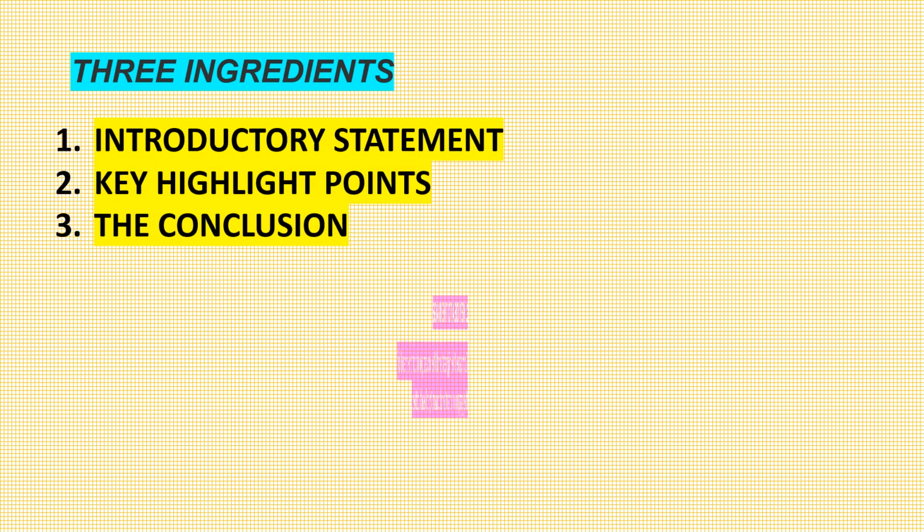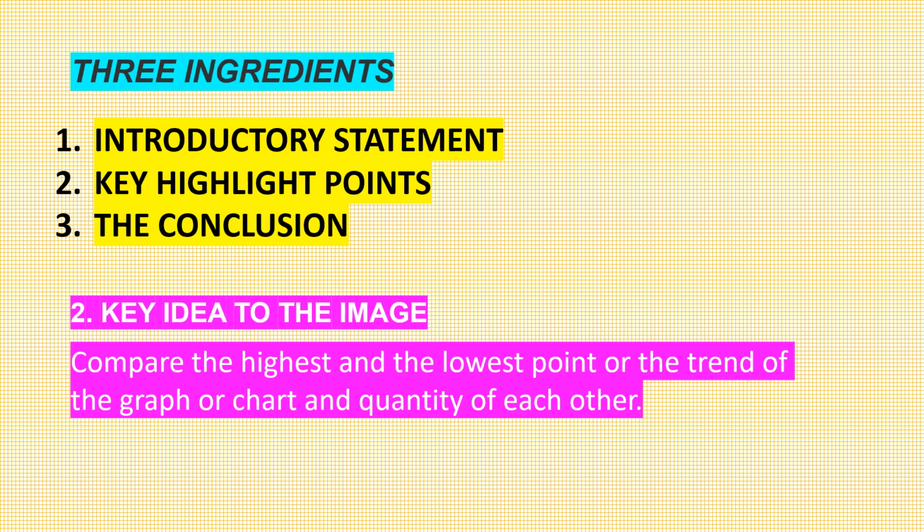Now the next is adding the key idea of an image. Compare the highest and the lowest point or the trend of the graph or chart and the quantity of each other. You can just include 1 or 2 key points, say, the highlight of the graph. It is not important to mention all the points.